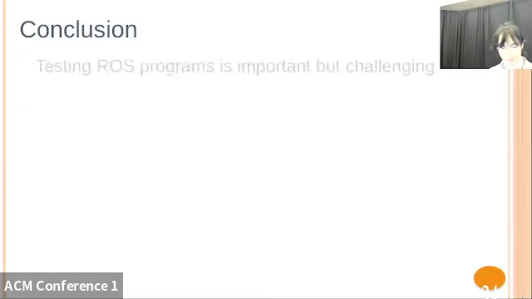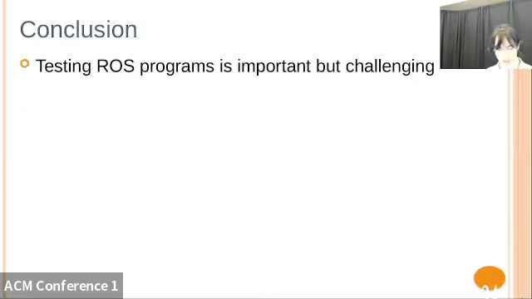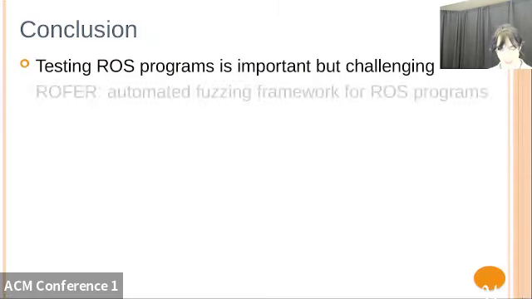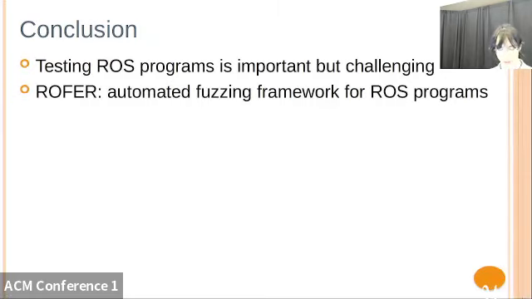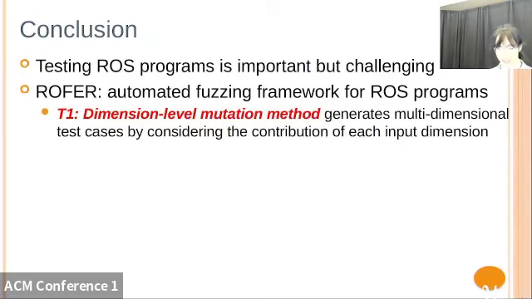Let's make a conclusion. Testing ROS programs is important but challenging. We designed Rover to effectively fuzz ROS programs using 2 new techniques. In the evaluation, Rover finds 88 bugs in 13 common ROS2 programs, and it also outperforms existing approaches.